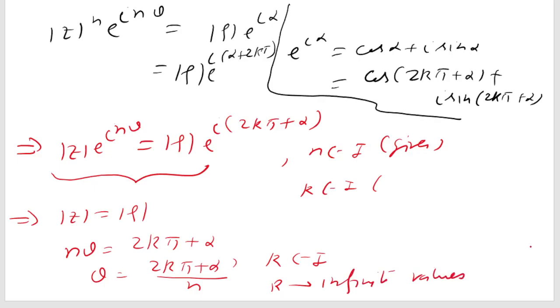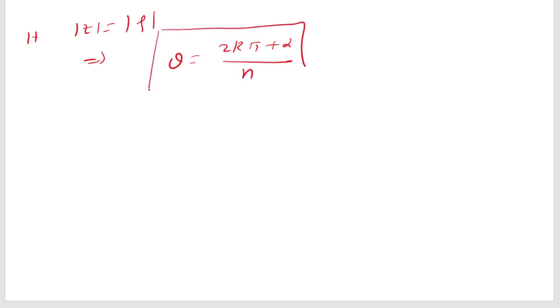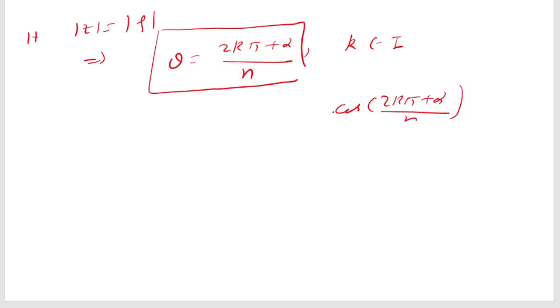So essentially we end up with this form. Mod z is fine, there is not much to it. The important thing is this one: theta is equal to 2k pi plus alpha by n. That is the important formula. Obviously k is an integer, and there are infinite values of k possible, but being cos, there will be some repetition. If I say cos of 2k pi plus alpha by n, after some time the values will repeat, so no need to write again and again.